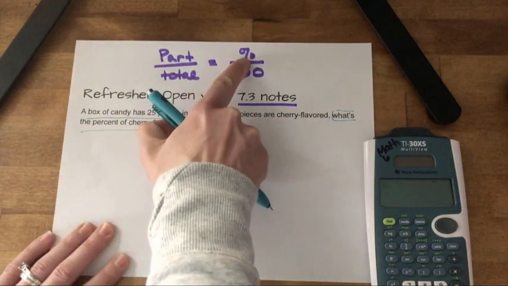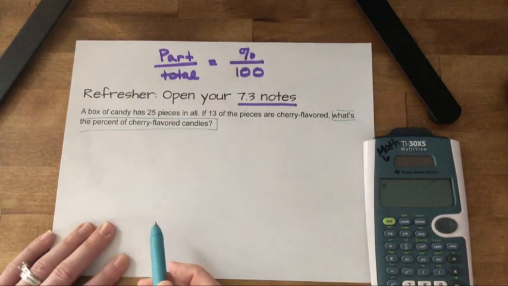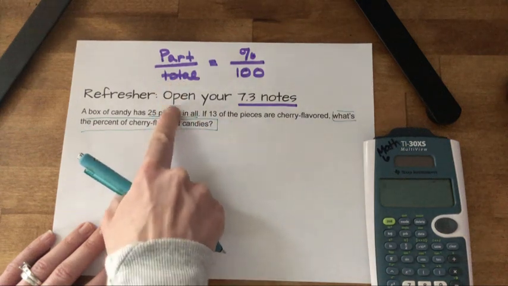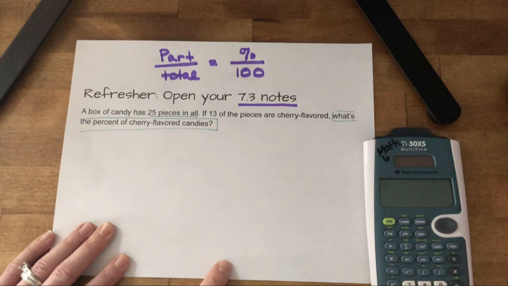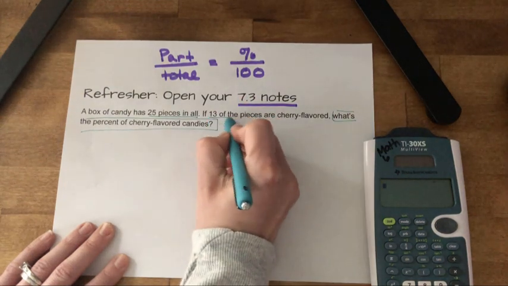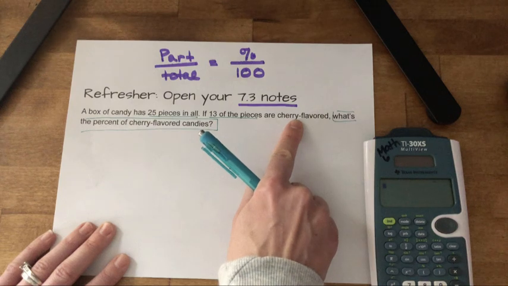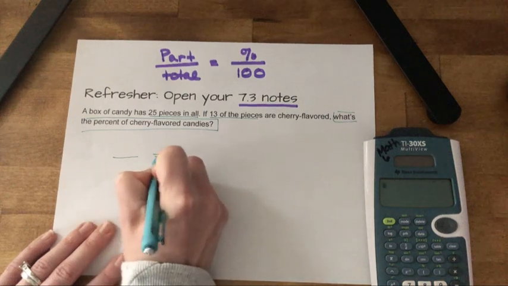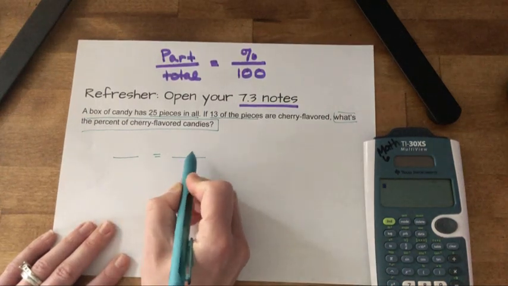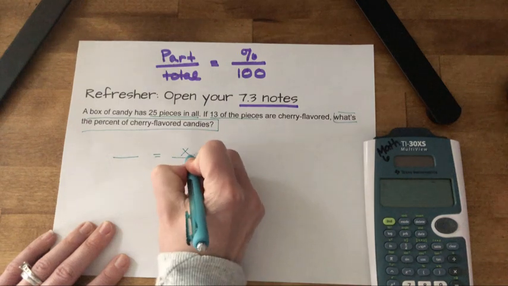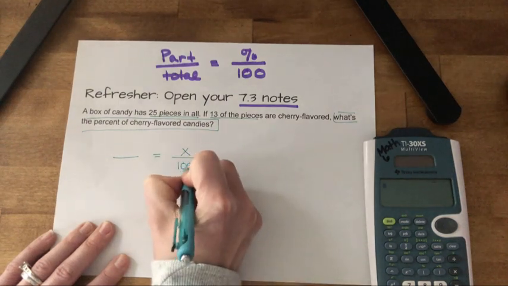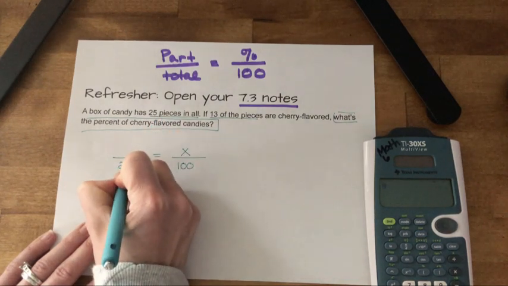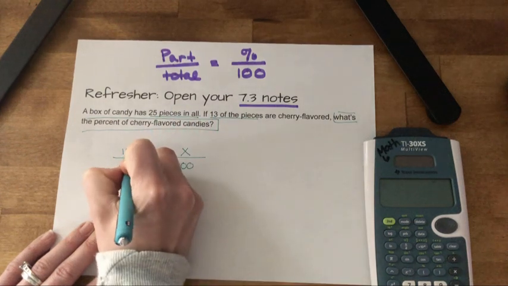That means we're going to have a variable right here in our proportion. What do we know? We know that there were 25 pieces in all. In all, that's telling me all together or total. That's going to represent my total amount. We know that 13 of the pieces are cherry flavored. We're looking for the percent of cherry flavored candies. So using the percent proportion, we could set it up like this. We know in our question it says what percent, so I'm going to put my variable there. I know 100 is always going to go underneath the percent. I know that my total is 25. And I know that my part in here represents 13.